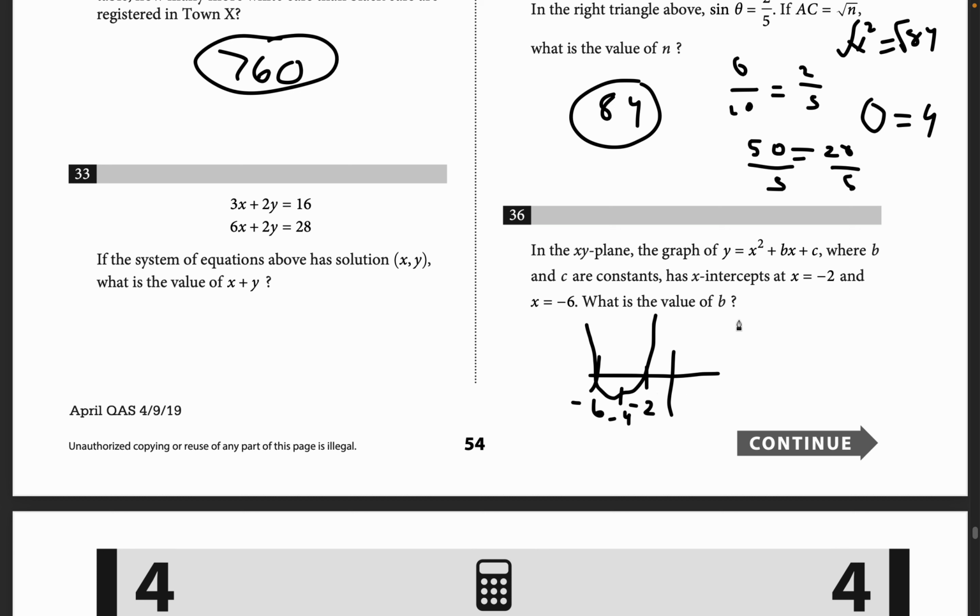So that means -b over 2a, and a is 1, right? A is 1, yes. -b over 2 times 1. This will give us the x value of the vertex, which is -4. Multiply by 2. -b equals -8. Divided by -1. b equals 8.